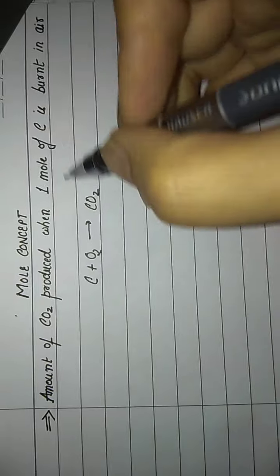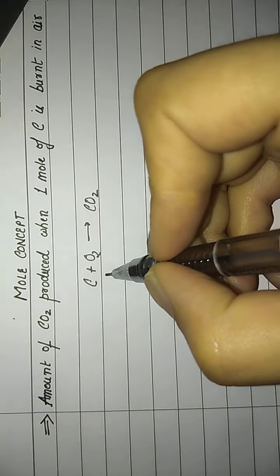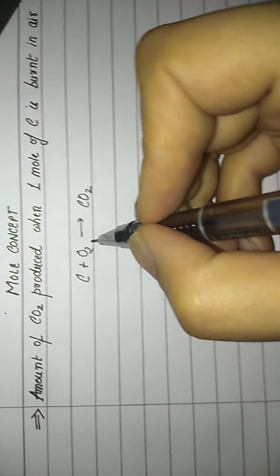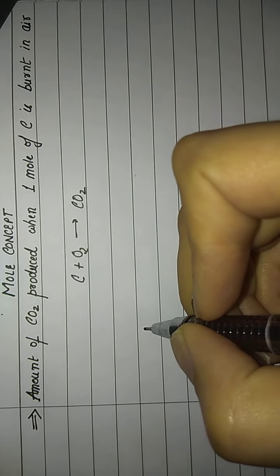How to calculate the amount of carbon dioxide produced when 1 mole of carbon is burnt in air. Now first of all, I need to write down the equation of burning of carbon in air. Now how can I translate this equation in words?